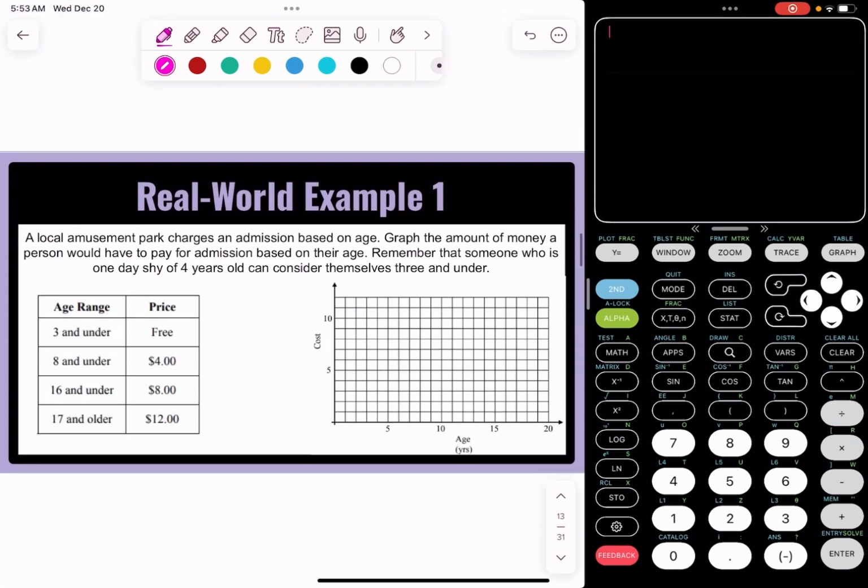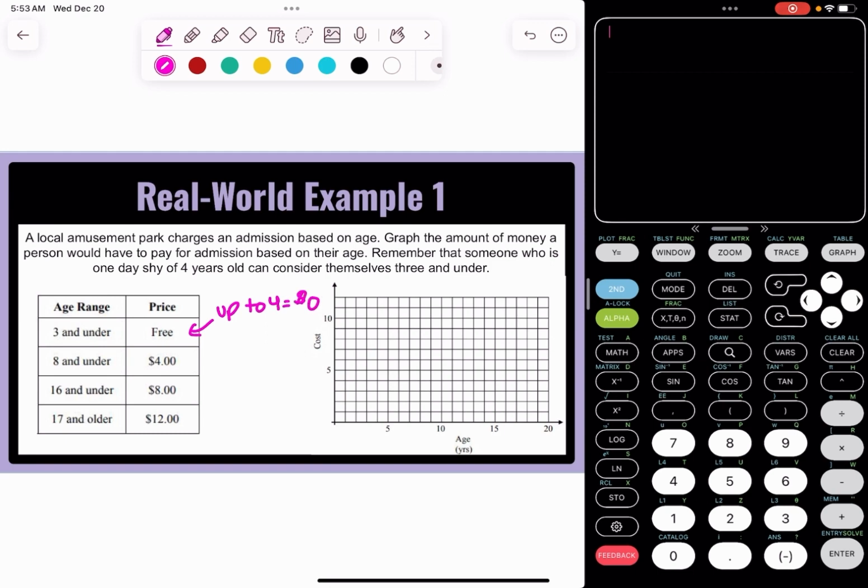Alrighty, let's get started on this real-world example. A local amusement park charges an admission based on age. Graph the amount of money a person would have to pay for admission based on their age. Remember that someone who is 1 day shy of 4 years old can consider themselves 3 and under. So unless it is literally your 4th birthday, you are still 3 because you are 3 in however many months. So it's telling us that whenever you are 3 and under, you are free. So that means up until the day you are 4, up to 4, you are $0.